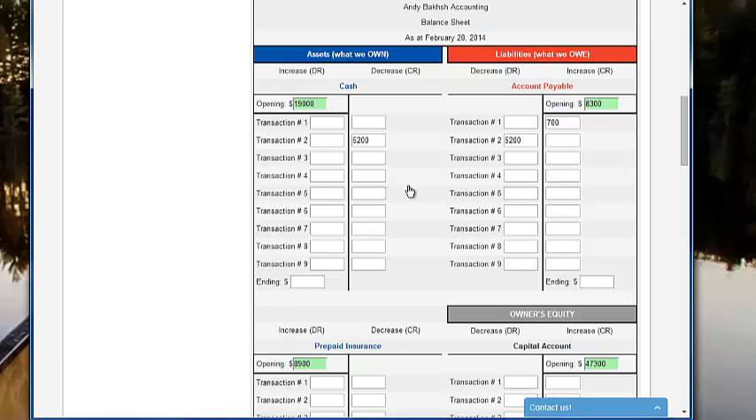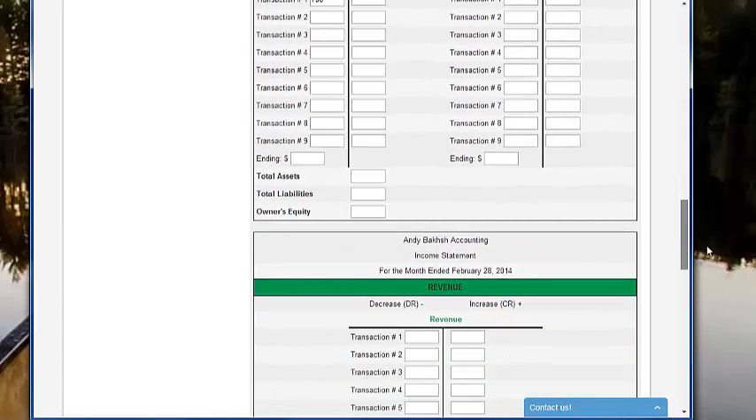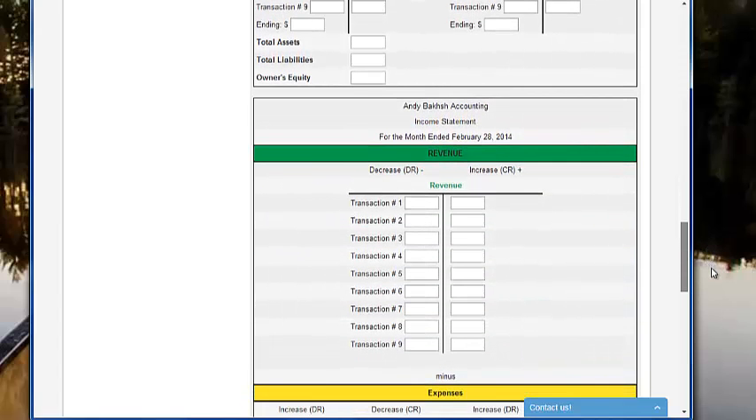Item 3, we received cash from customers for services rendered. Okay, so we received cash. That's a plus for cash. So I will debit cash for $5,100. That's an increase. What happens when we have services rendered? Well, that sounds like a sale to me. So I'm going to come down into revenue. Revenue and increase is a credit. We're on transaction 3, and I'm going to put in $5,100.